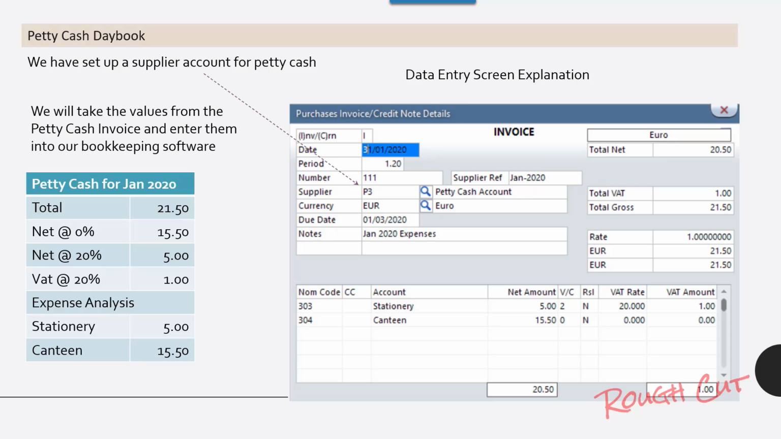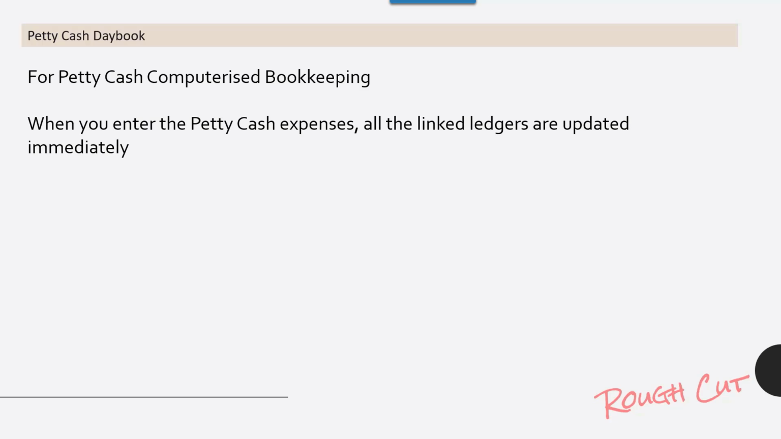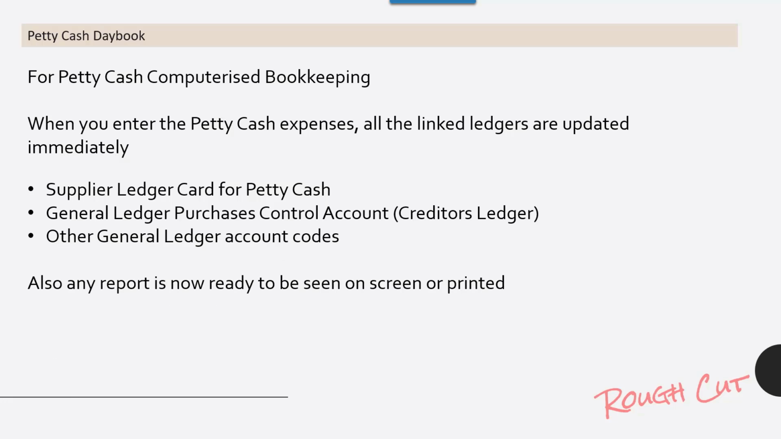We will take the values from the petty cash invoice and enter them into our bookkeeping software. We've got our totals, our nets, our VATs, and all our expense analysis. For petty cash computerized bookkeeping, when you enter the petty cash expenses, all the linked ledgers are updated immediately. The supplier ledger card for petty cash, the general ledger purchase control account, creditors ledger, and other general ledger account codes. Also, any report is now ready to be seen on screen or printed.